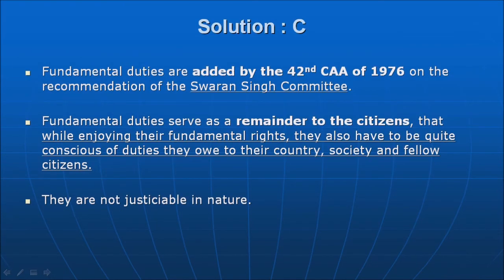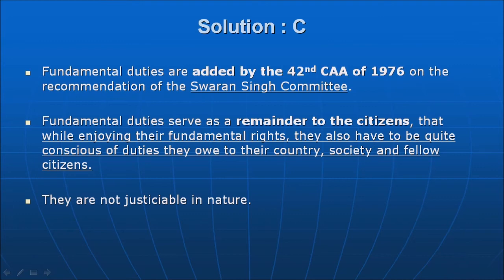Fundamental duties are not originally present in the Constitution of India, and they were added by the 42nd Constitutional Amendment Act of 1976. Please remember this amendment. With the 42nd Constitutional Amendment of 1976, fundamental duties were added to the Constitution on the recommendation of the Swaran Singh Committee. So it is also very important.